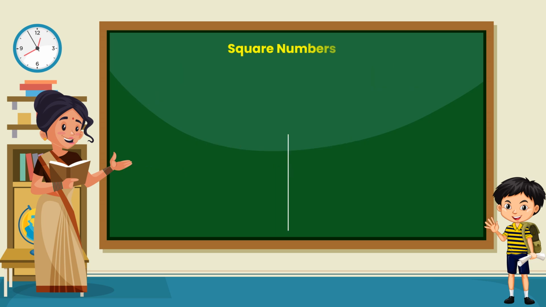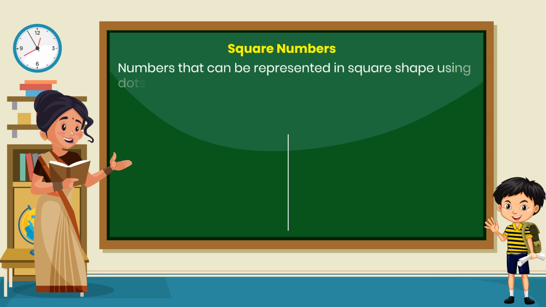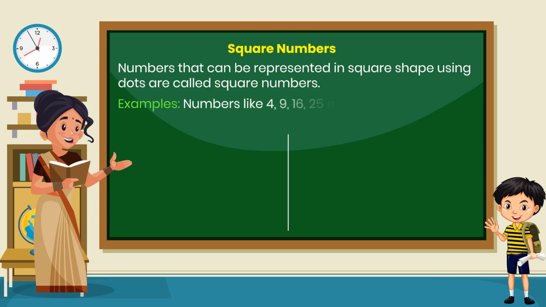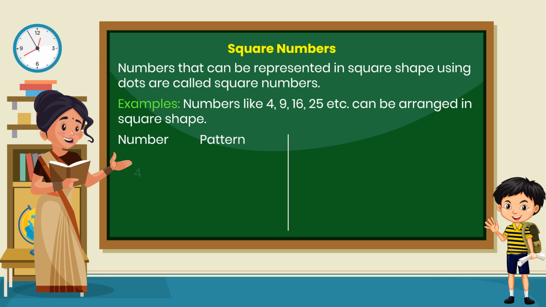Square numbers. Numbers that can be represented in square shape using dots are called square numbers. Examples, numbers like 4, 9, 16, 25, etc. can be arranged in square shape. Number pattern 4, 9. Number pattern 16, 25.